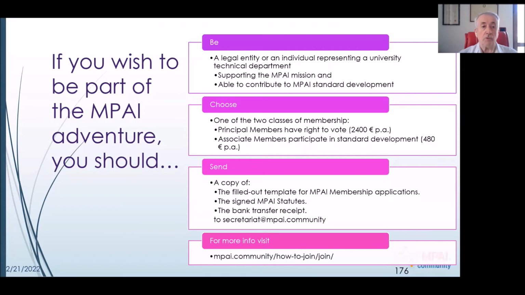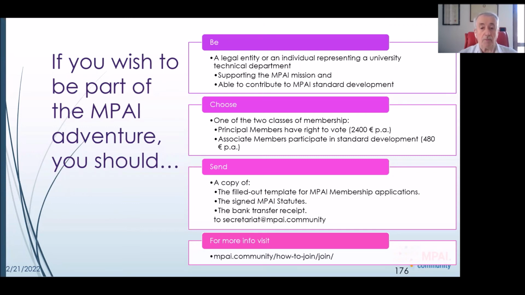And if you wish to be part of the MPAI adventure, you should be a legal entity or an individual representative, a technical department of a university, supporting the MPAI mission and able to contribute to the development of MPAI standards. You should choose one of the two classes of membership: the principal member who can vote at general assemblies, and associate members who can participate in standard development.